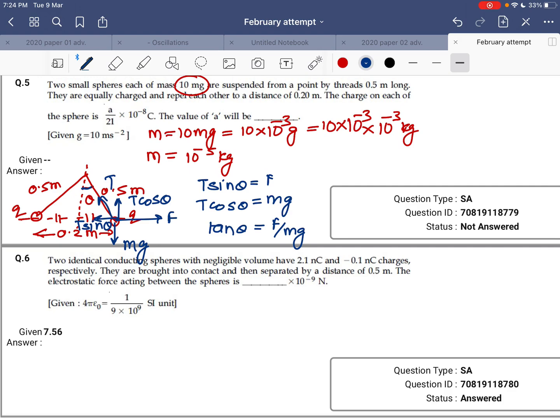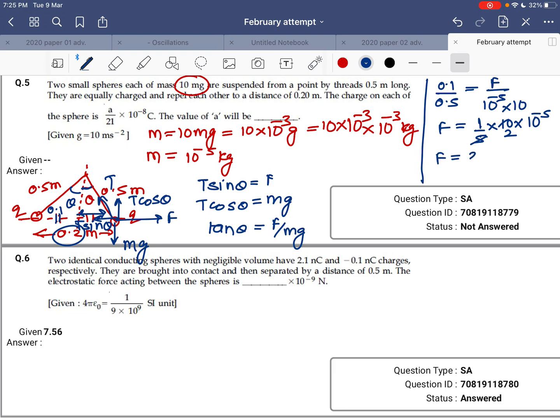As this theta is very small, from this triangle, half of 0.2 is 0.1, so tan theta would be equal to 0.1 upon 0.5. Let's substitute the value of tan theta here: 0.1 upon 0.5 is equal to F upon mg. m is 10 raised to minus 5 and the value of g is 10. So F comes out to be 1 upon 5 into 10 into 10 raised to minus 5. I can write this as 2 into 10 to the power minus 5 Newton.